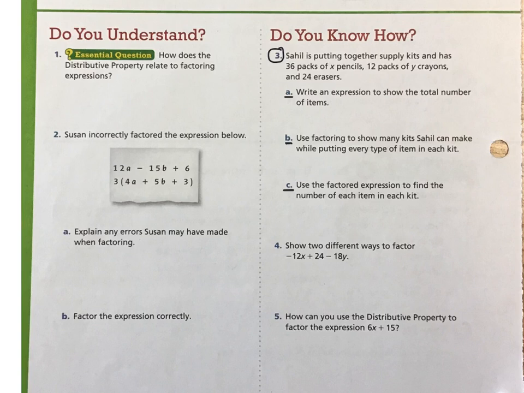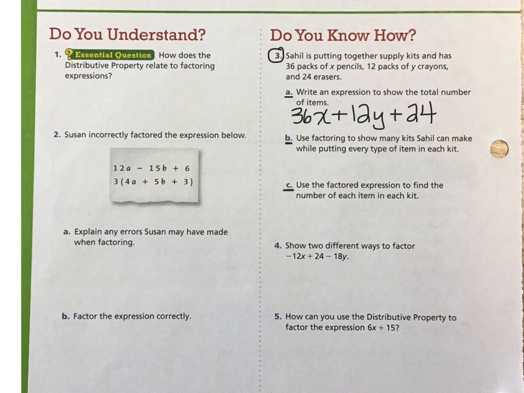Sahil is putting together supply kits and has 36 packs of X pencils. We don't know how many pencils are in a pack, but we know that he has 36 of them. He has 12 packs of Y crayons. Again, we don't know how many crayons are in a pack, but he has 12 of them. And we know he has exactly 24 erasers. So the expression to show the total number of items would be 36X plus 12Y plus 24.